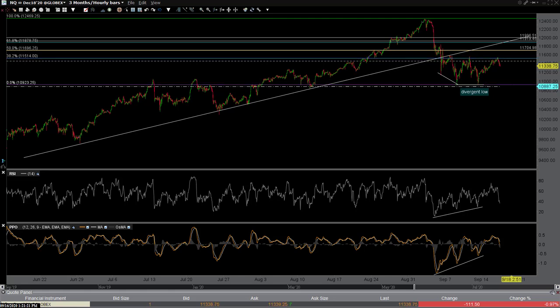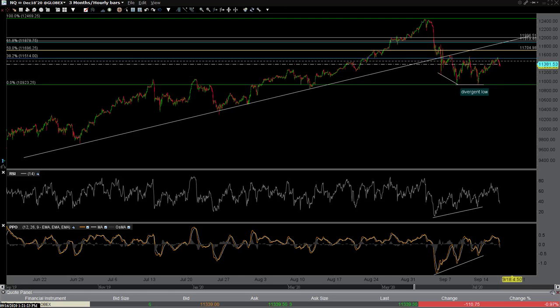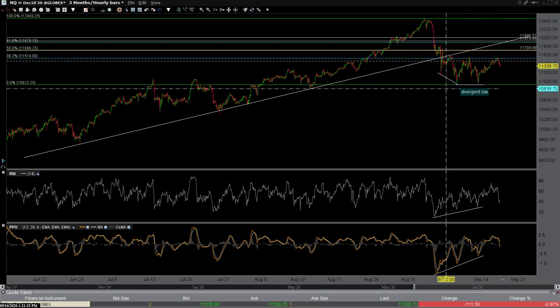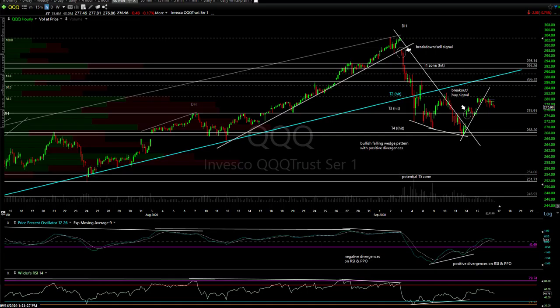I'm leaning towards that, and at this point, I did mention the other day when we broke above here, that was near-term bullish. It certainly was, and there was more upside from there, so that held correct. That was a buy signal, a break out of the bullish falling wedge. From there, we went up, whatever it is in percentage terms.